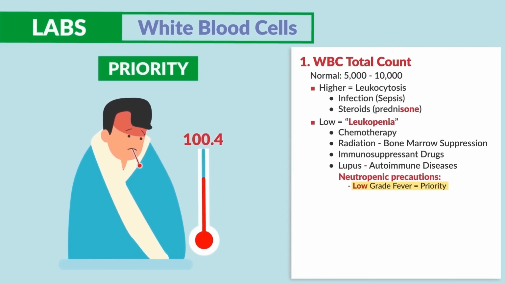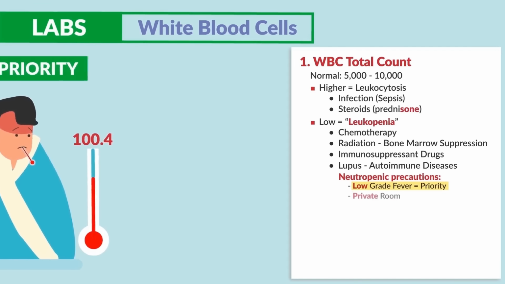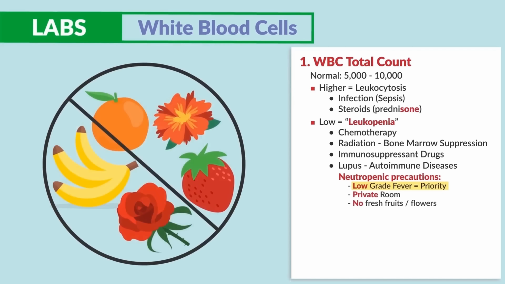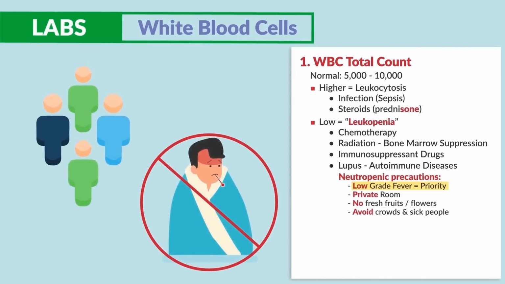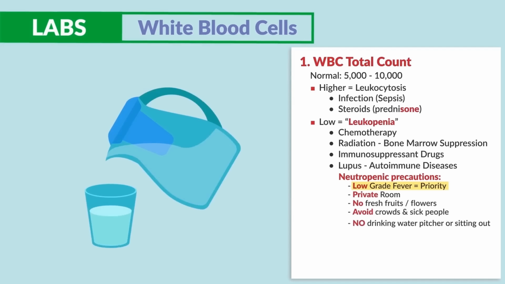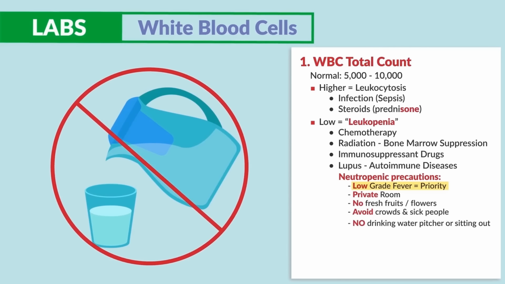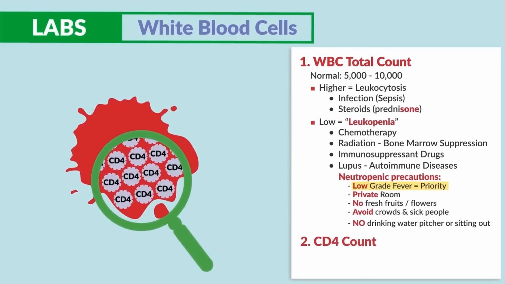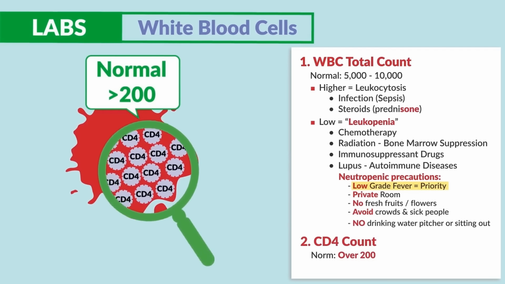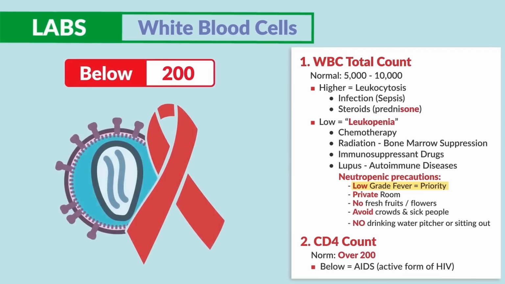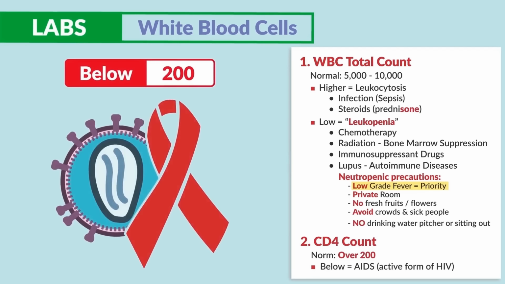So watch for a low-grade fever. That is priority. Since the body is suppressed and the immunity is low here, a low-grade fever typically means a bad infection. The patient should have a private room, no fresh fruits or flowers, avoid sick people as well as crowds, and no drinking water from a pitcher or water that has been sitting out for more than an hour. Now, the second thing to know here is the CD4 count, normally over 200. Anything below 200 indicates AIDS, the active form of HIV. But we cover more of that in the HIV lectures.